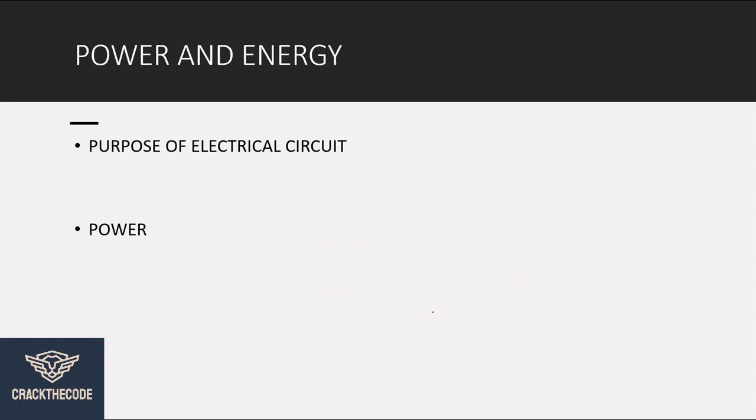Moving on. When we design an electrical circuit, the outcome or the output of an electrical circuit is always something non-electrical. It can be in the form of heat, sound, or light. So it's always something non-electrical. Therefore, in order to think about the application of an electrical circuit, it becomes very important to define power and energy in addition to voltage and current, because voltage and current alone are not sufficient.